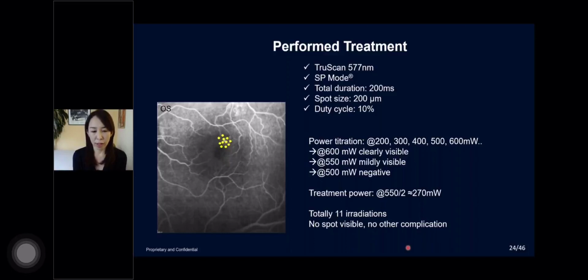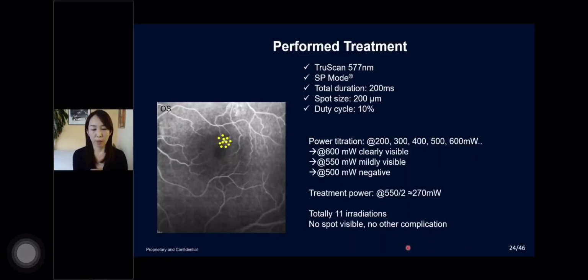I do power titration at the arcade, just outside the arcade, upper or lower, it doesn't matter for me. I start with 200 and increase by increments of 100 milliwatts. With this patient at 600 milliwatts, I saw a clearly visible spot. So I reduced by 50, then it was mildly visible. And again at 500, this was negative. Therefore, I set the visibility threshold at 550 milliwatts.